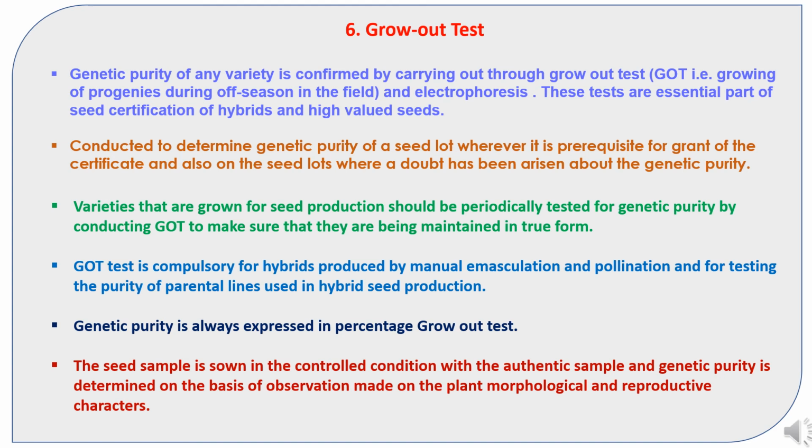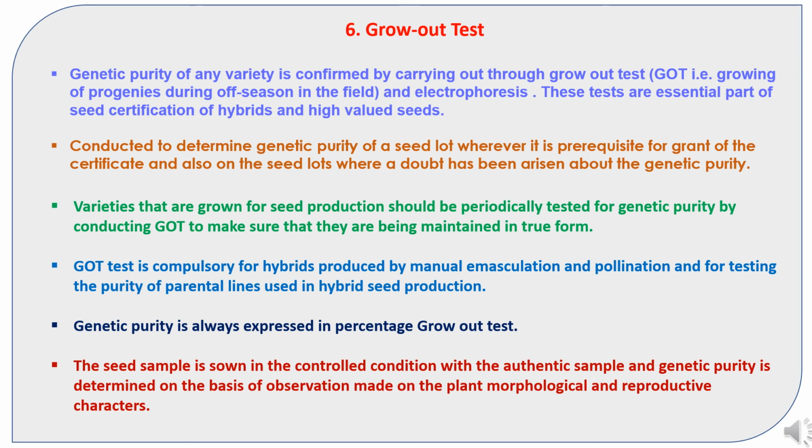Varieties that are grown for seed production should be periodically tested for genetic purity by conducting the GOT test to make sure that they are being maintained in true form. The GOT test is compulsory for hybrids produced by manual emasculation and pollination methods, and for testing the purity of parental lines used in hybrid seed production.